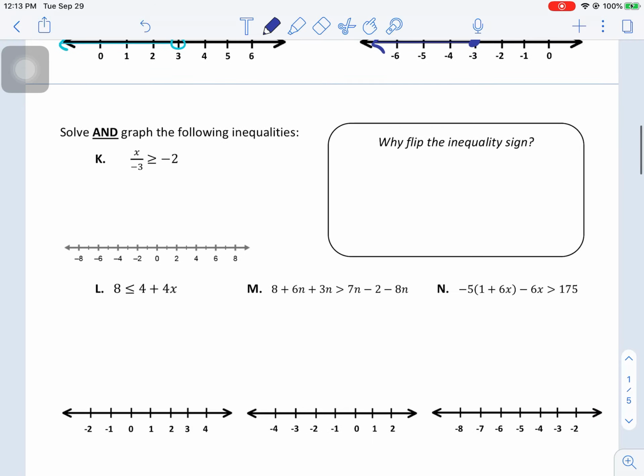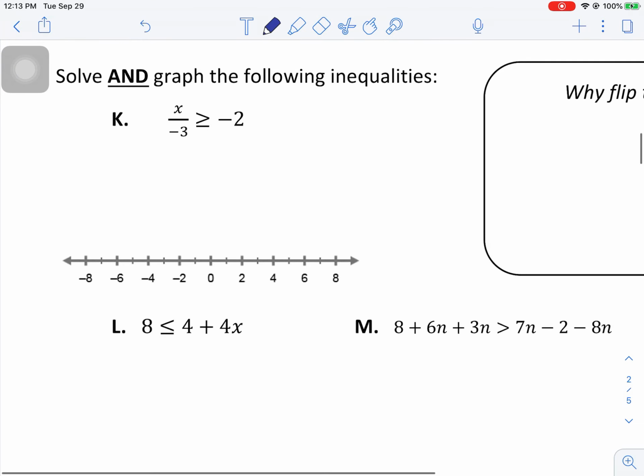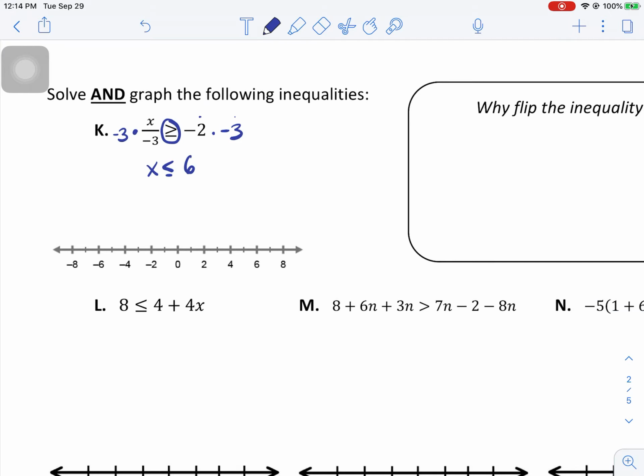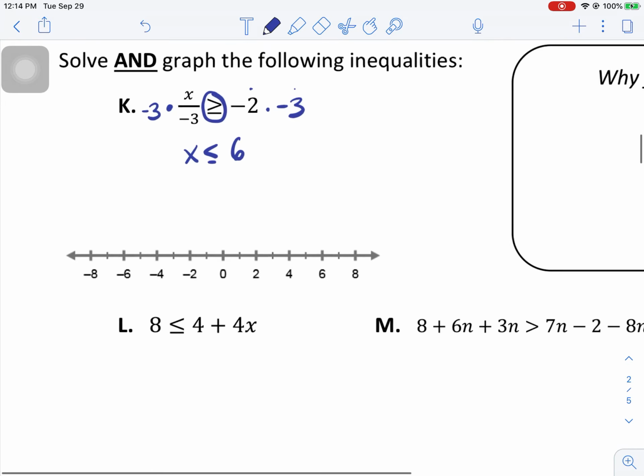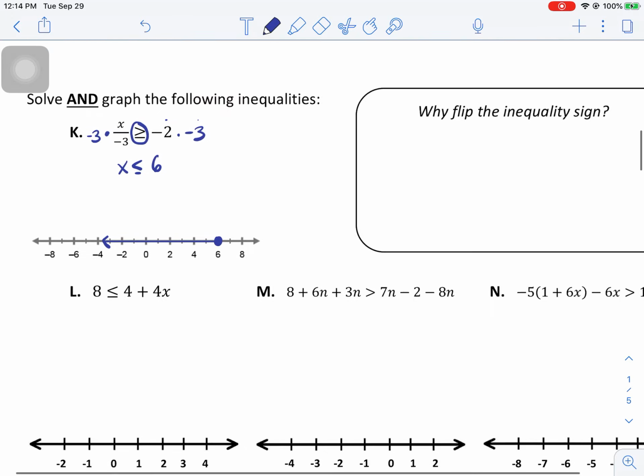All right, so the next part says solve and graph the following inequality. Something special happens because the first thing we do here is multiply by negative. So we multiply by -3 here, we get x. And when we multiply or divide by a negative, we have to flip this sign. So x is less than or equal to -2 times -3, +6. So then x is less than or equal to +6. We graph it, so +6 is here. My x is less than or equal to, so it's all these values to the left.